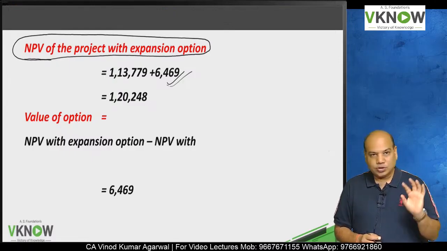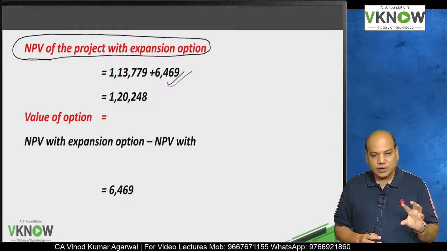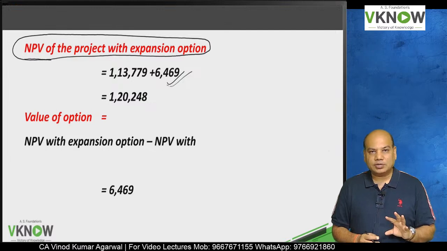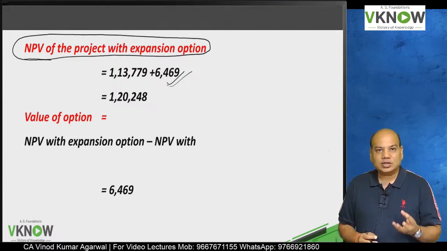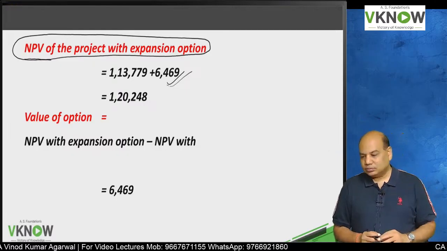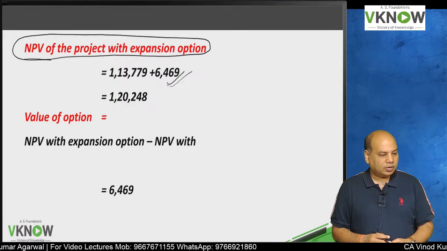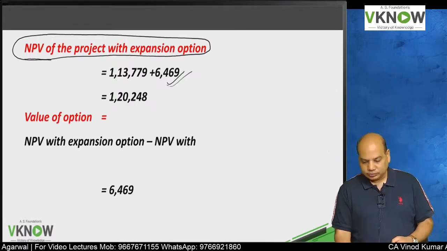113,779 was your NPV for the initial project. If you have the option to expand also, that will enhance the NPV by 6,469. So the total will be 120,248.